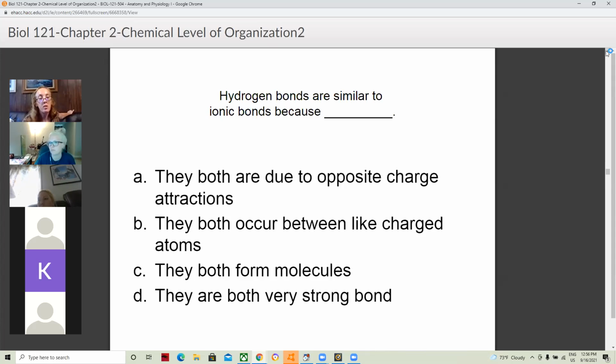So tell me what makes up the hydrogen bond? How does that occur? It's when a partial positive is attracted to a partial negative. And what's the partial positive charge on in a hydrogen bond? What part of the molecule is partially positive? Would you say the hydrogen is?